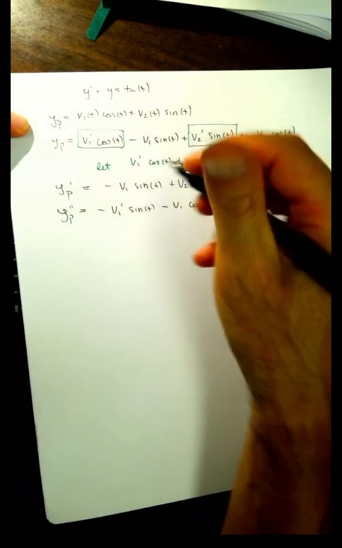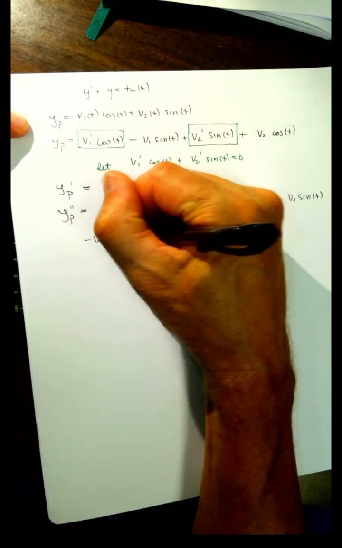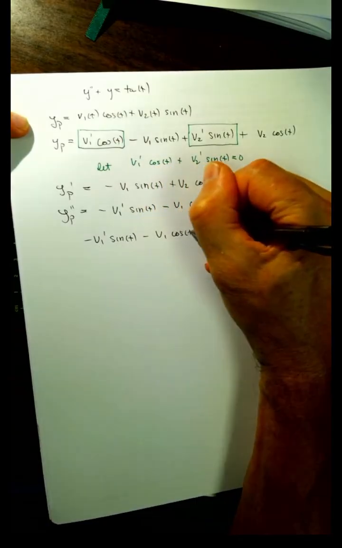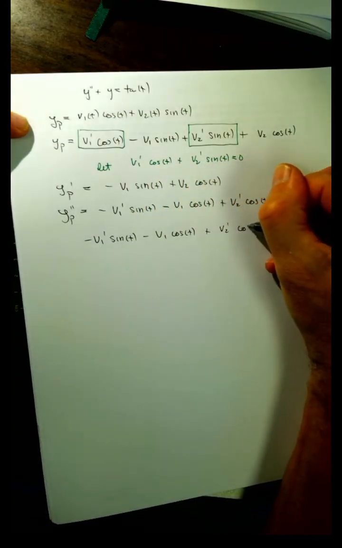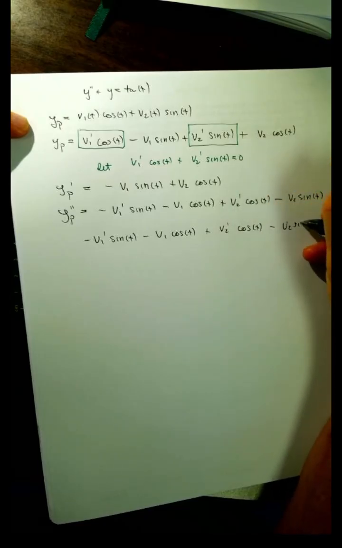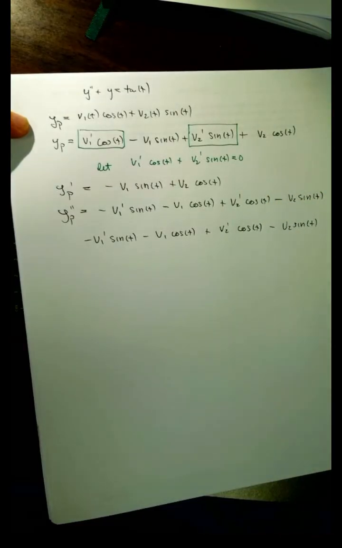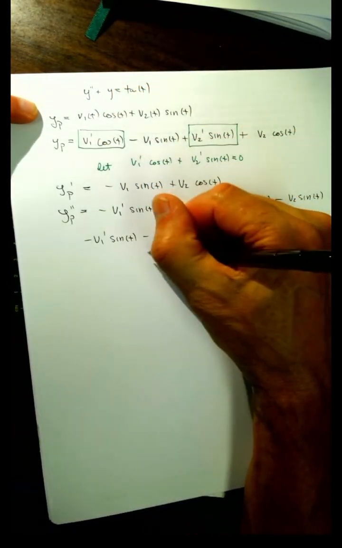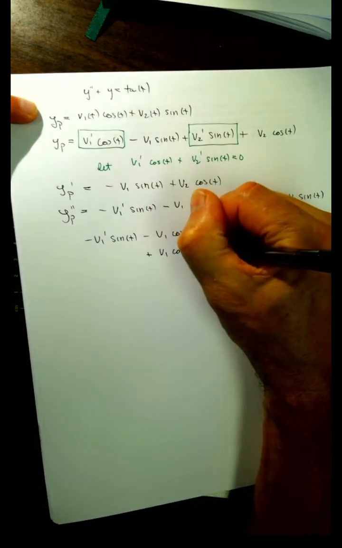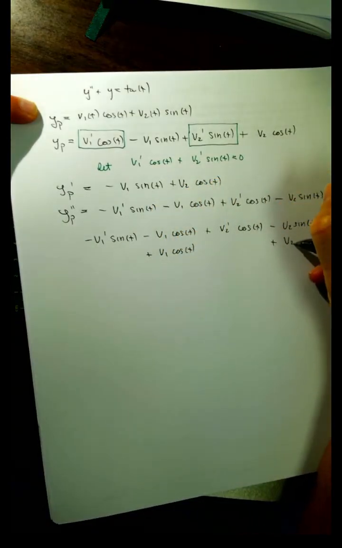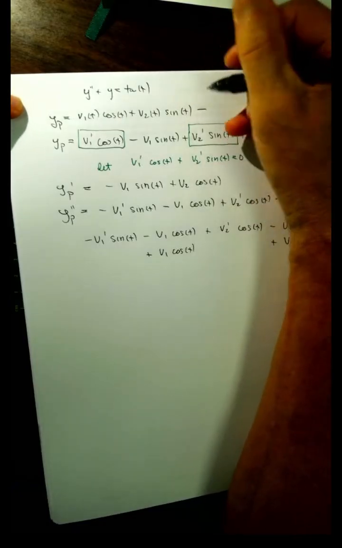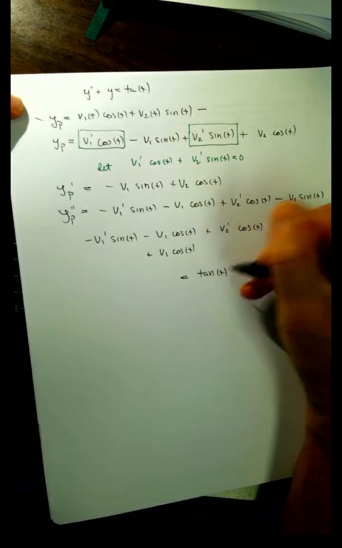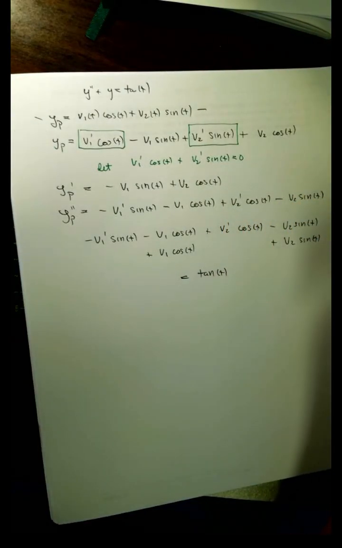So plugging this into the differential equation, I have the first derivative, minus v1 prime sine of t minus v1 cosine of t plus v2 prime cosine of t minus v2 sine of t, plus y, and that's going to be this thing here. That's plus v1 cos t plus v2 sine of t, which is coming from this line. That all has to equal tangent of t. And at this point, a lot of things should drop out.